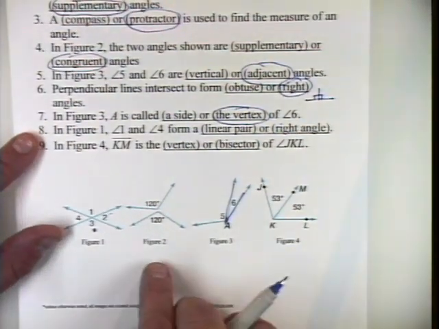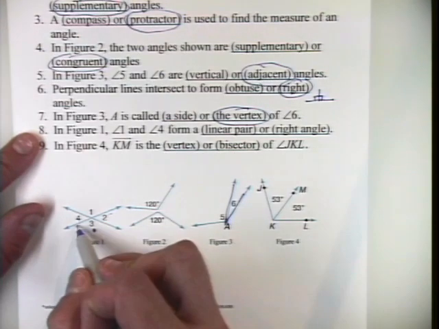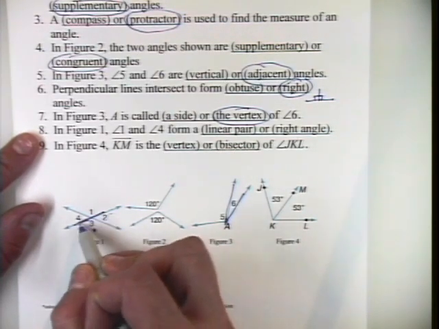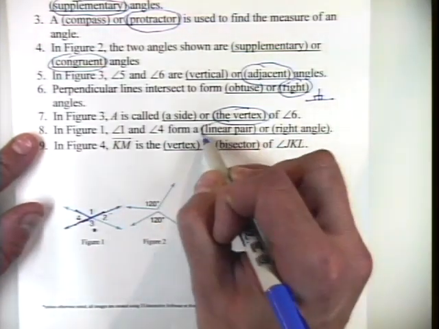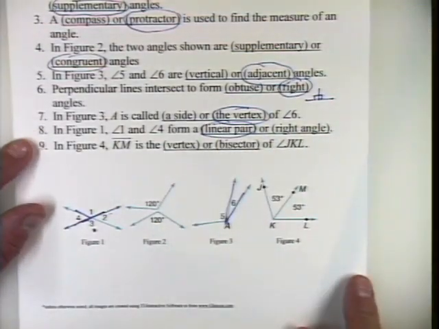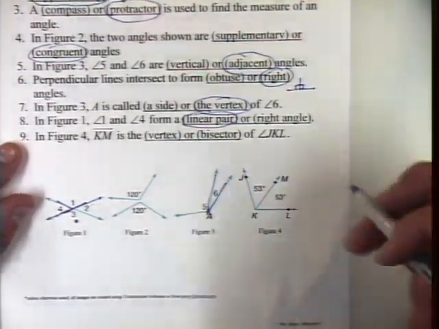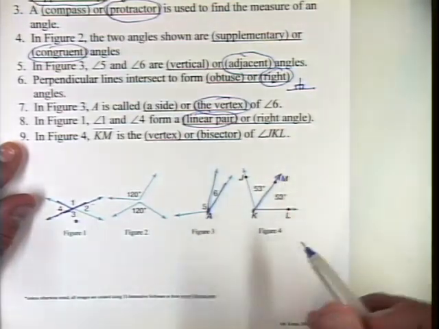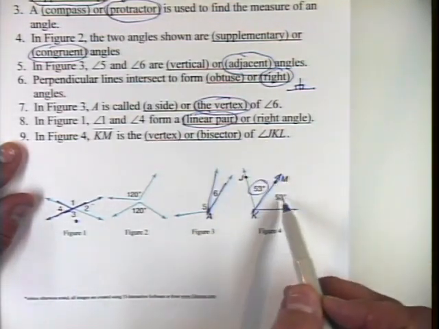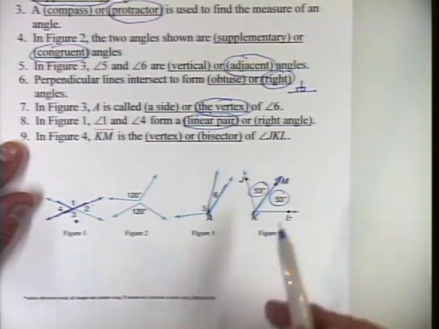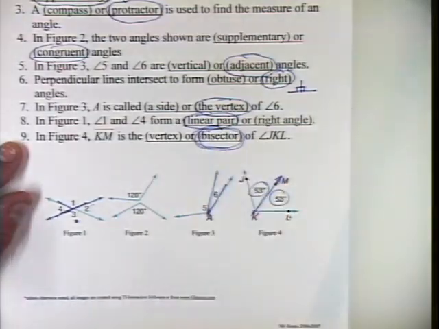Number 8, in figure 1, back over here, angles 1 and 4 form a what? A linear pair or a right angle? Well, they do form a line, so it's got to be a linear pair. And finally, in figure 4, the last one down here, ray KM is the blank of JKL. Well, it divides it into two equal angles of 53 apiece. Those are congruent, so that must be the angle bisector.